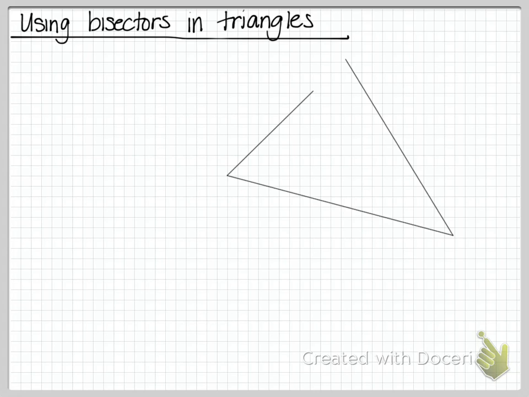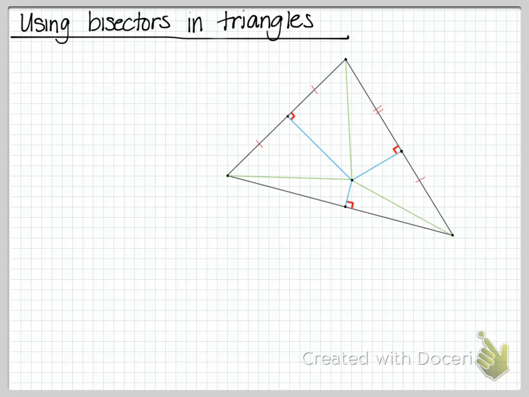Since we now have studied a little bit about incenters and circumcenters, meaning the point of concurrency of the angle bisectors and the point of concurrency of the perpendicular bisectors, let's look at three problems using bisectors in triangles.